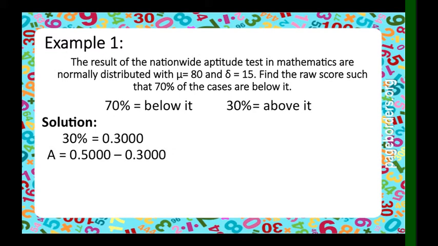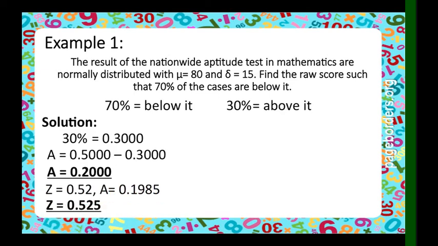So, to determine the area, we have 0.5000 as our first number. It is constant. It's in the formula. Minus 0.3000 for the 30% above it. So, we have 0.2000. Using the two-tailed z-score distribution table, you look for 0.2000, and I have already taught how to do that. Exactly 0.2000 is not in the table, so let's find the two areas closest to 0.2000.